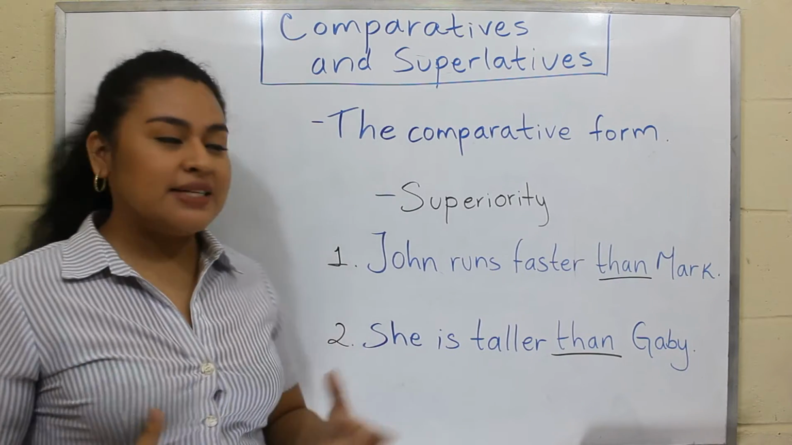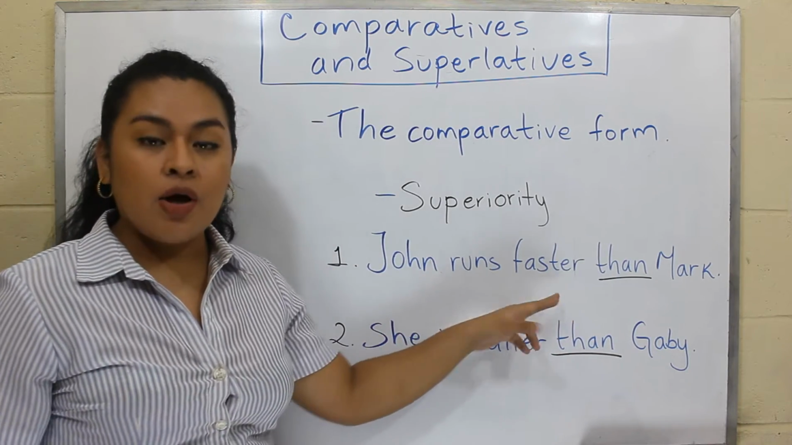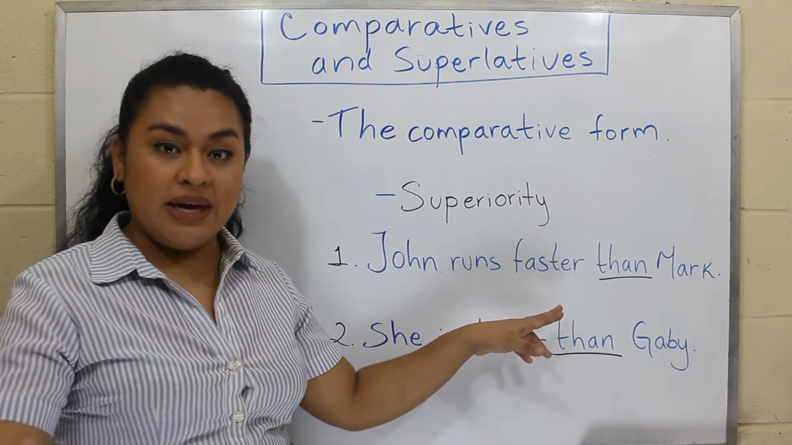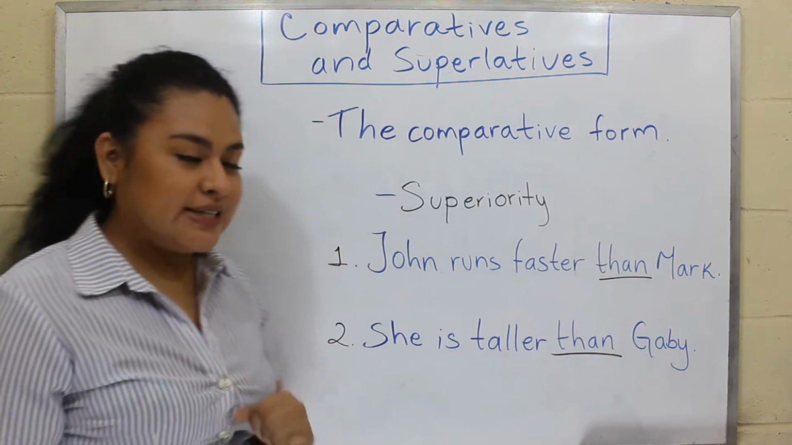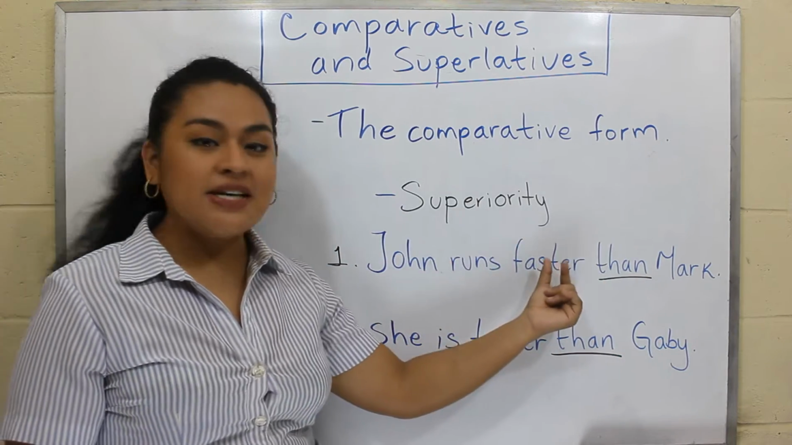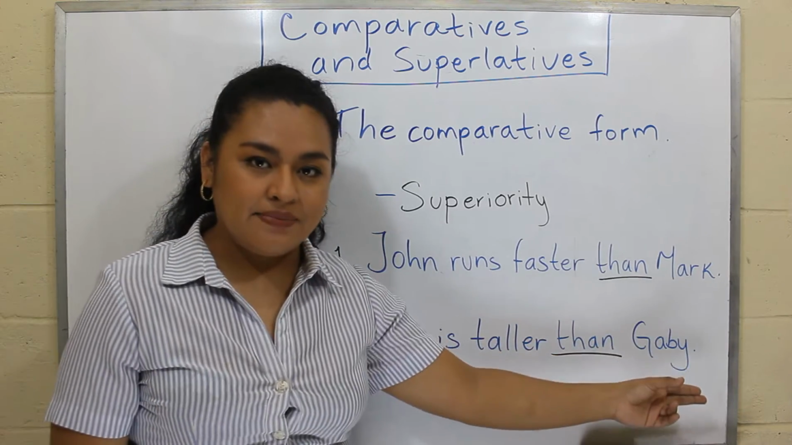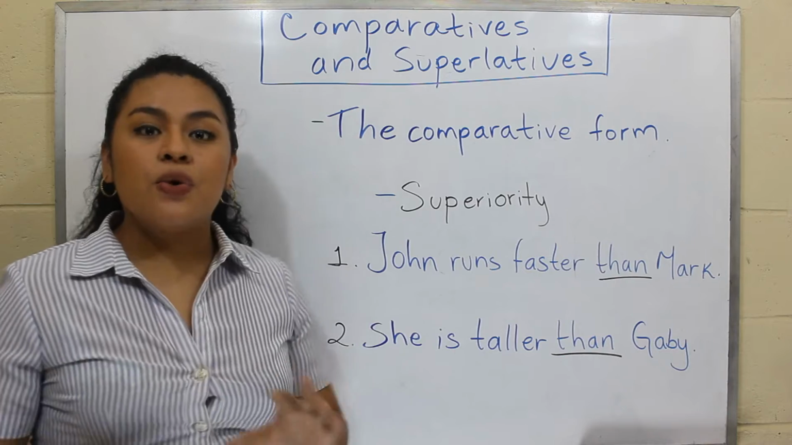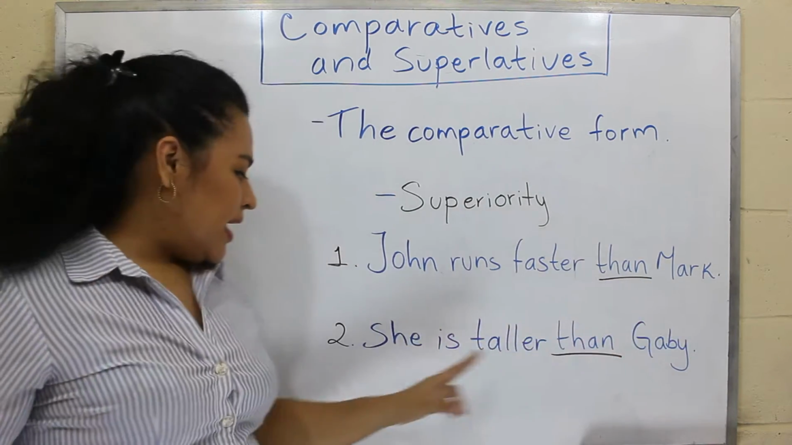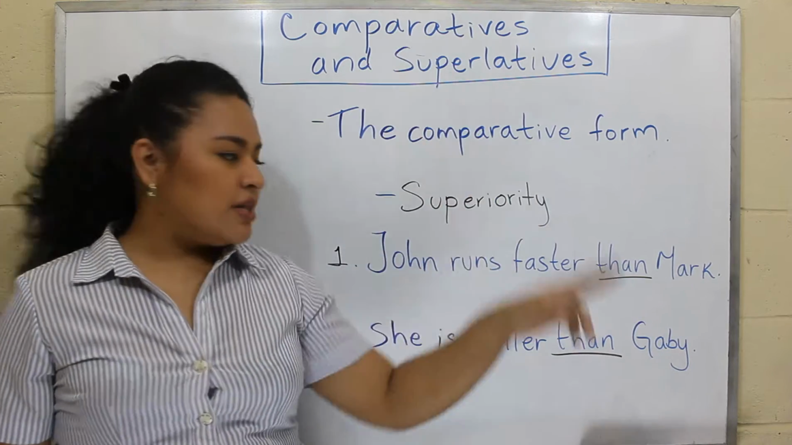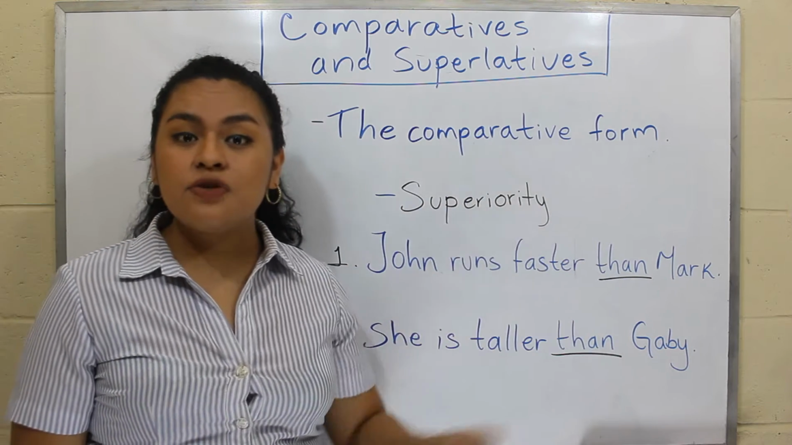Okay, in comparisons of superiority, the adjective in the comparative form, we are going to see this later in a few minutes, is followed by the word than. For example, John runs faster than Mark, and she is taller than Gabby. In these two examples, we can see that John is at a higher level than Mark, and she is at a superior level than Gabby. So this is the structure for comparisons of superiority.